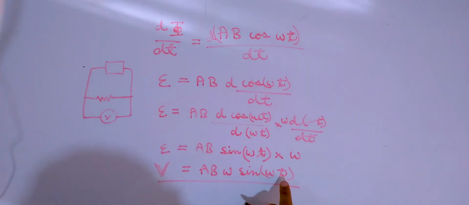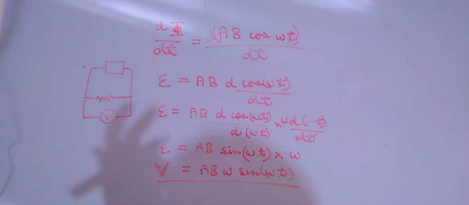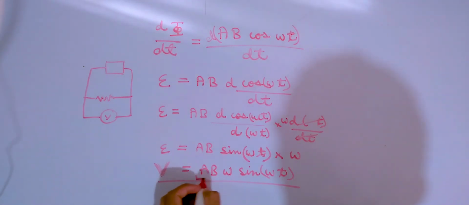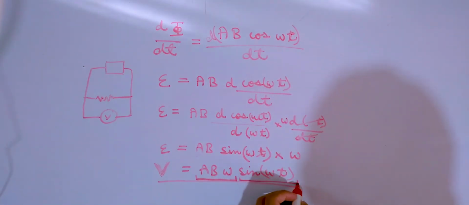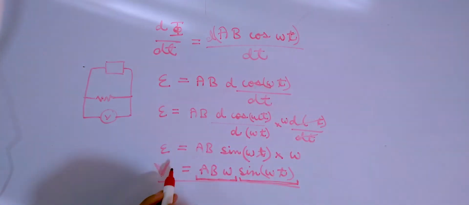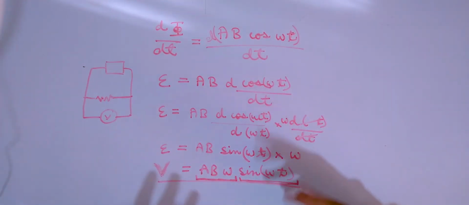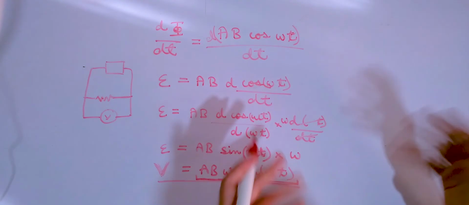Well, let's say at some given time, when would the voltage be maximum, so to speak? This whole term here, A, B, omega, is constant, right? What changes is sine omega t. Only this term changes. So the voltage would be at its maximum value when this changing term gains its maximum value. And when does sine of anything gain its maximum value? Well, the maximum value of sine of anything is 1, right?